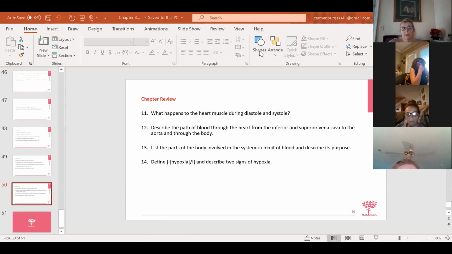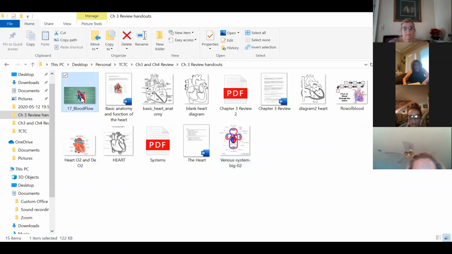Hold on, let me get another page. So let's see. Can y'all see that? Did it change to this picture of the heart? You got a bunch of different pictures. You don't see this, like the heart.